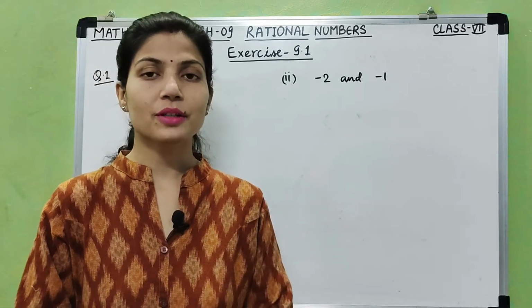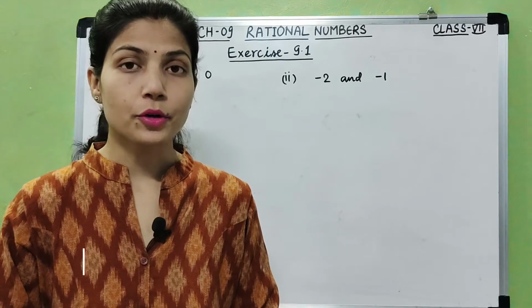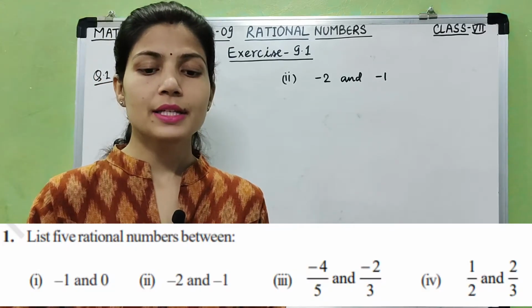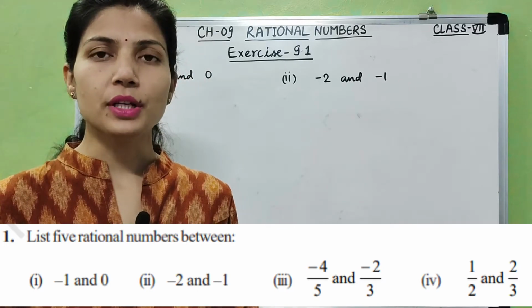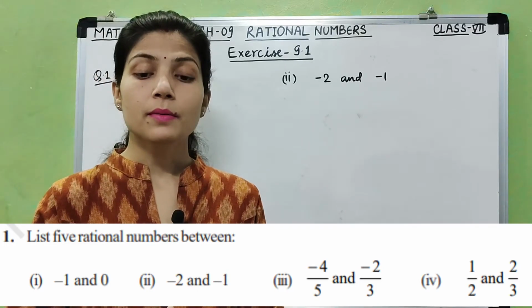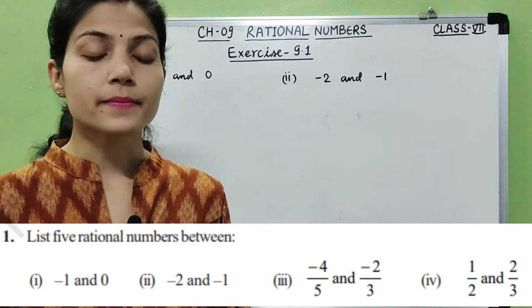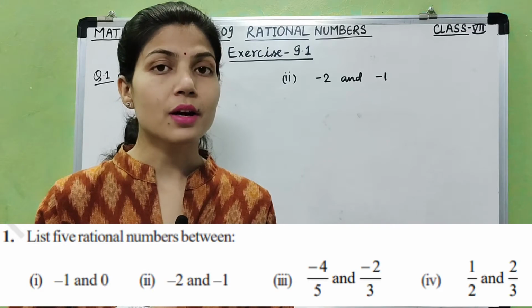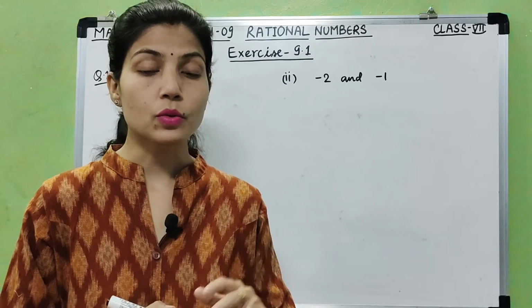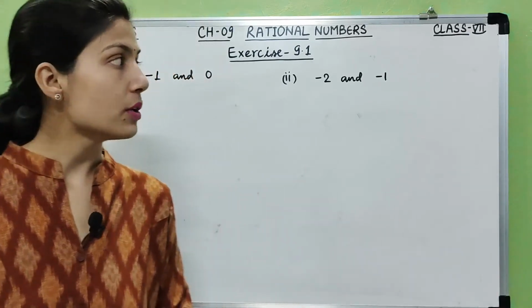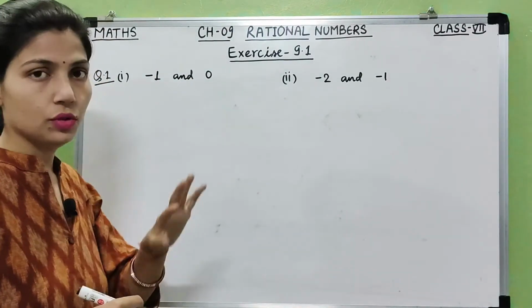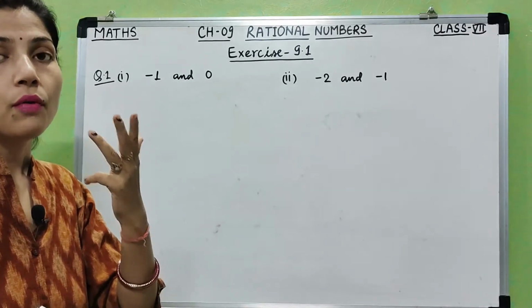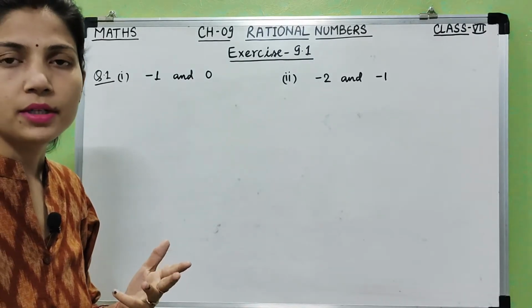And in today's session we are going to discuss exercise 9.1. Okay, so let's start it. So question number 1 is list 5 rational numbers between. Here you have given 4 parts in which you have given 2 numbers. So you have to find 5 rational numbers between those numbers. Okay, so first part you have given here -1 and 0. Okay, so -1 और 0 के बीच में आपको 5 rational number list out करना है.